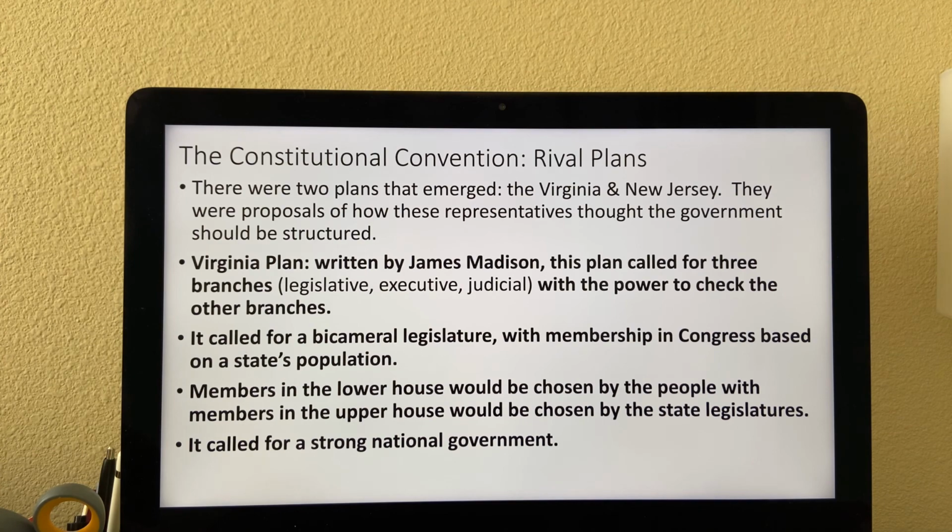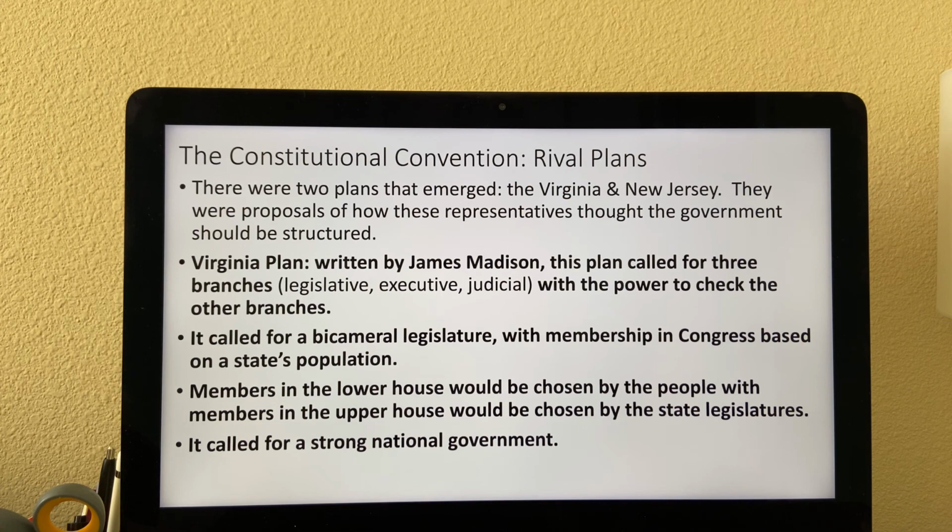The Virginia plan is often called the large state plan because Virginia was one of the largest states in the new country. And so they wanted as many people to represent them in Congress as possible. So the best way to do that was to do it by population. So the large states thought this was great. The smaller states, not so much.